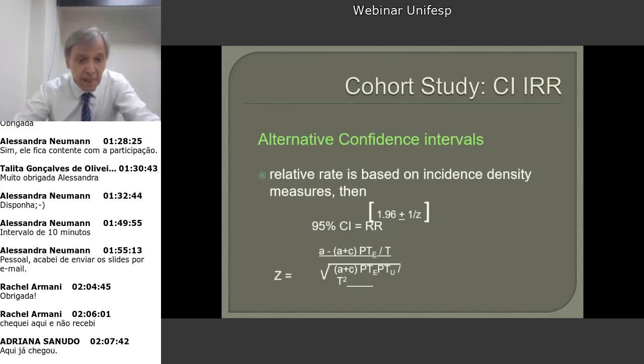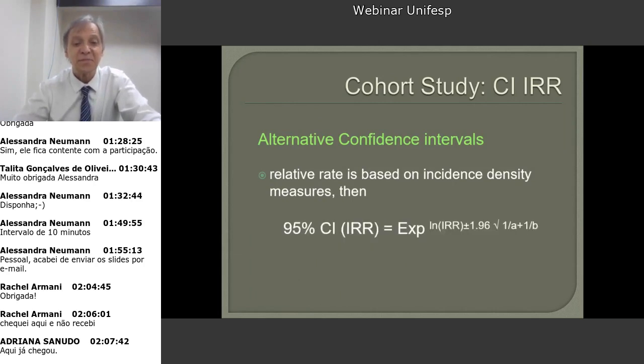And the other one, which is even easier, is based on incidence density being a Poisson, normalized too. So you end up with this one here. And Z is this whole thing over here. You see? A, B, C. You got it? Okay, now you have the same formula expressed differently.